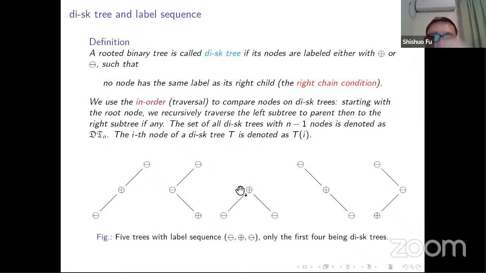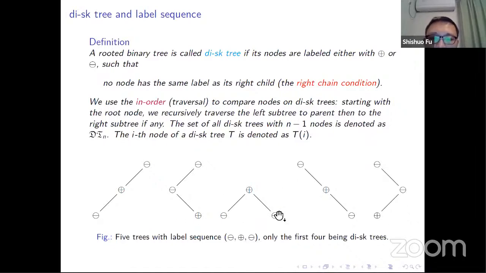Once we're given a sequence of labels, for example minus, plus, minus, there is more than one way to make this tree. All these 5 trees shown here give you exactly this label sequence. The order we read the labels is the so-called in-order traversal. Whenever you have a chance to go left, you go left. Then you go to the parent. Then you go to the right subtree. This is depth-first search, and you traverse all the nodes and get a label sequence. As you can check easily, all these 5 trees give you the same label sequence, minus, plus, minus.